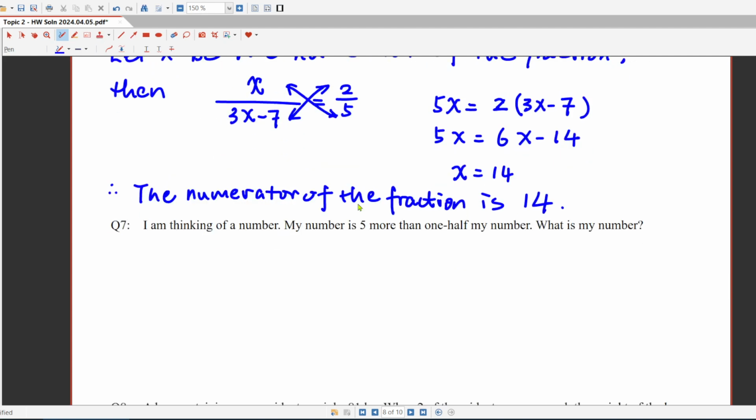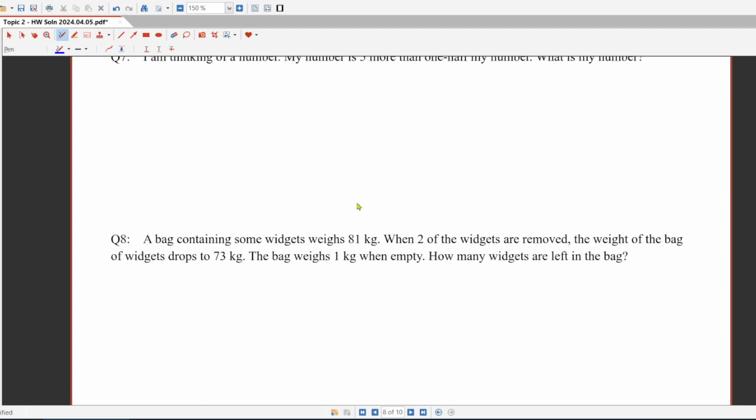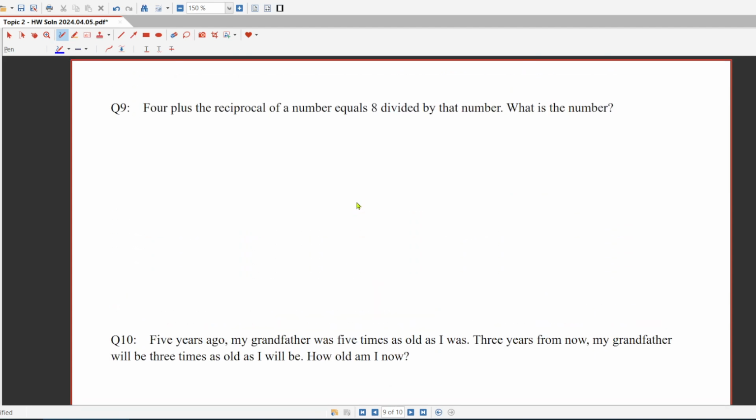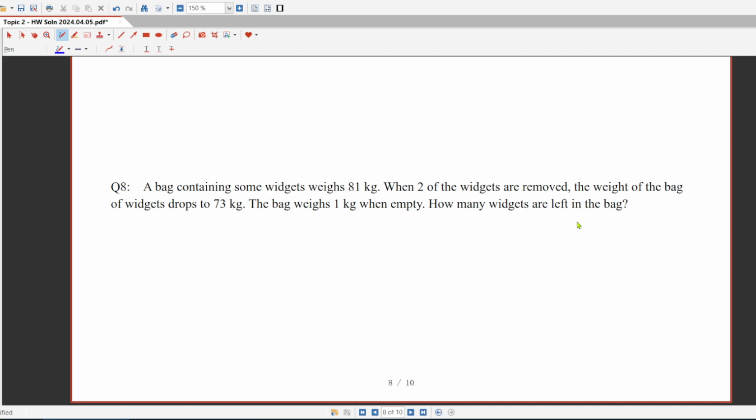Okay, if not, let's have a look at the next one, number 8. A bag containing some wedges weighs 81 kilograms. When 2 of the wedges are removed, the weight of the bag of wedges drops to 73 kilograms. The bag weighs 1 kilogram when empty. How many wedges are left in the bag?